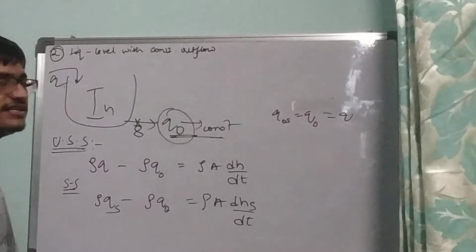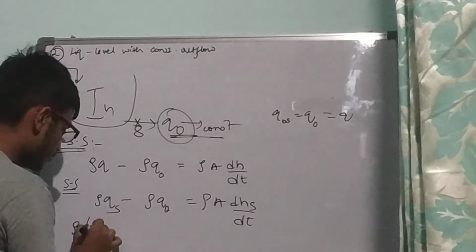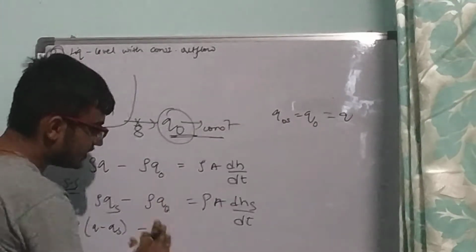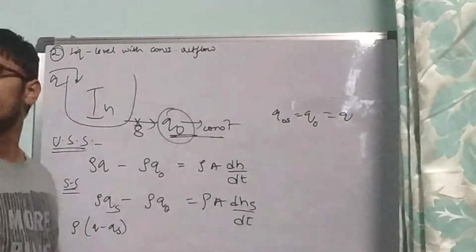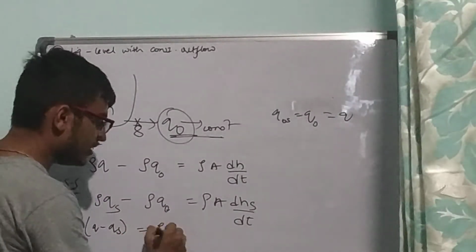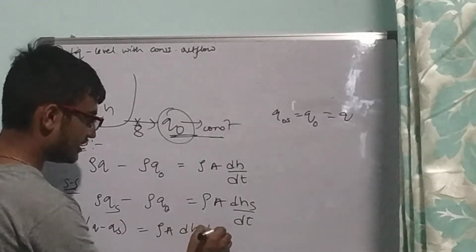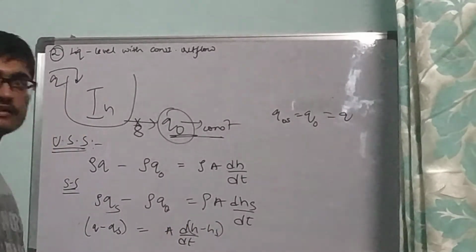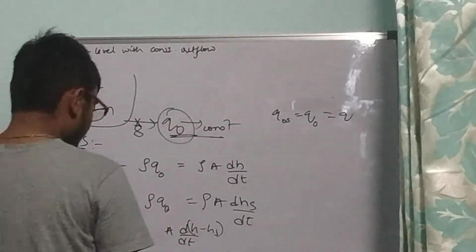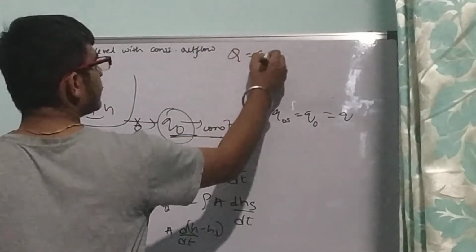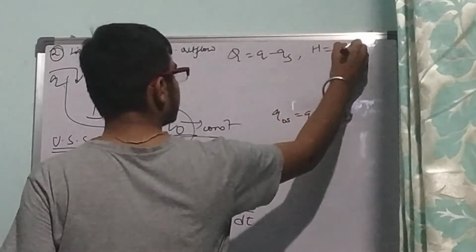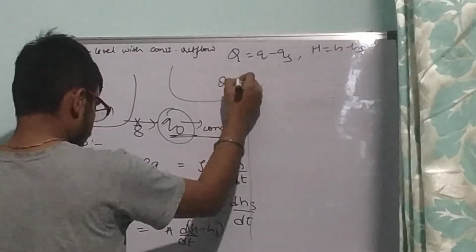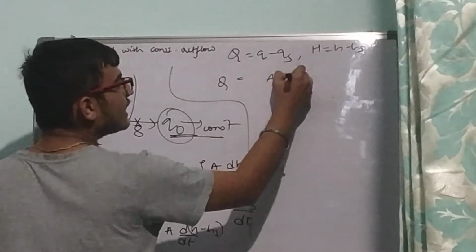So unsteady state minus steady state: again equation 1 minus 2. Rho into (Q minus Qs) minus rho into (Q naught minus Q naught S). It is 0, which is equal to rho into d(H minus Hs) by dt. And rho on both sides gets cancelled. So again consider deviation variables. Capital Q is Q minus Qs, capital H is H minus Hs. Therefore capital Q is equal to A into d capital H by dt.